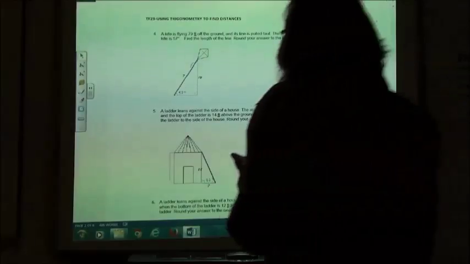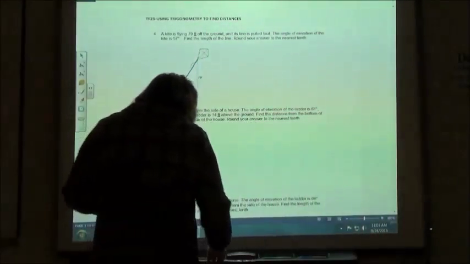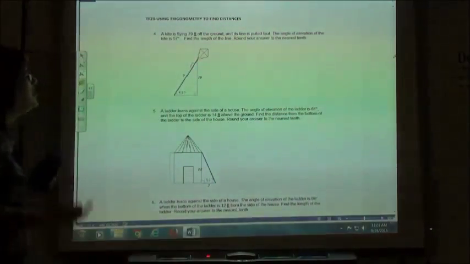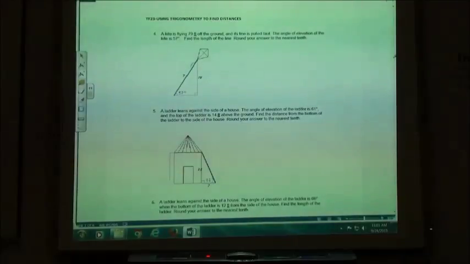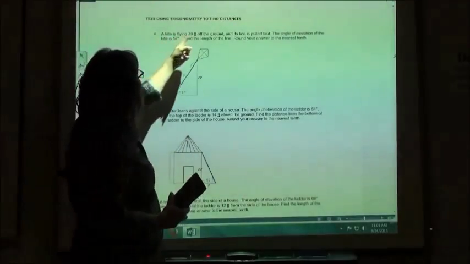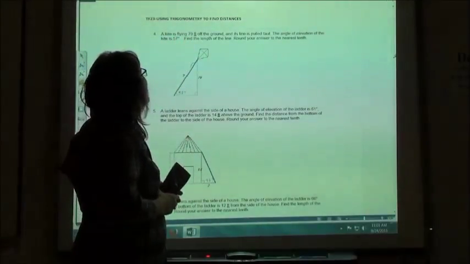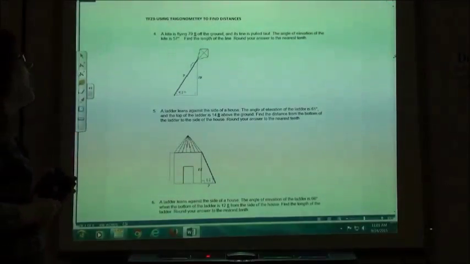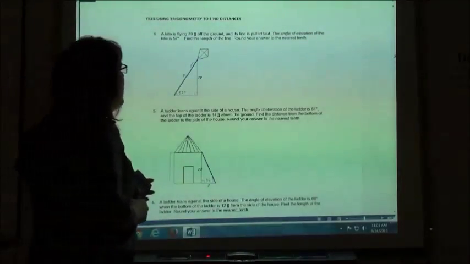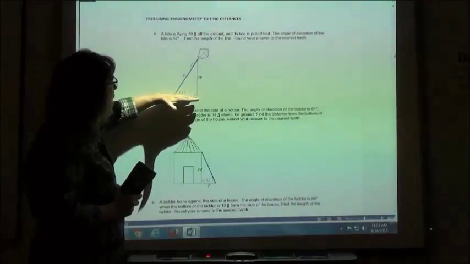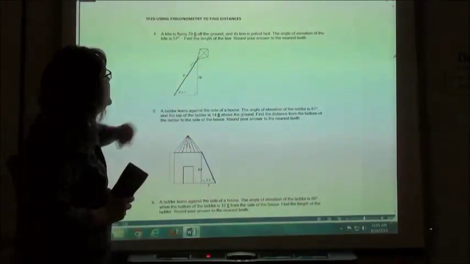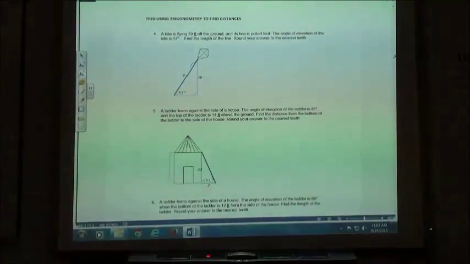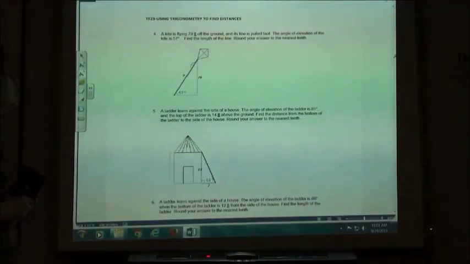4, 5, and 6 are using trigonometry to find distances. And in fact, these are going to be just like the previous problems, but now they're putting it into an application problem to see how do I apply what we just learned up there. It says a kite is flying 79 feet off the ground, and its line is pulled taut, which means it's tight. The angle of elevation, so from the ground up, is 57 degrees. Find the length of the line, round your answer to the nearest tenth.